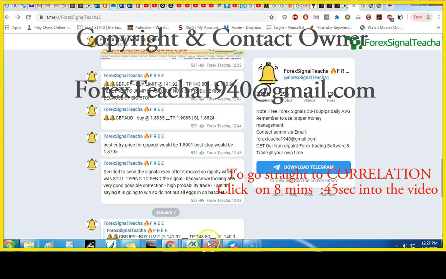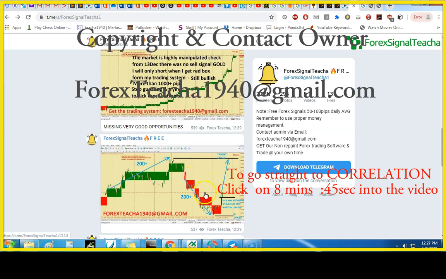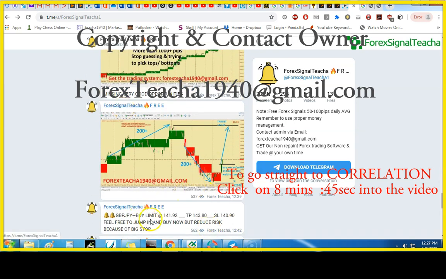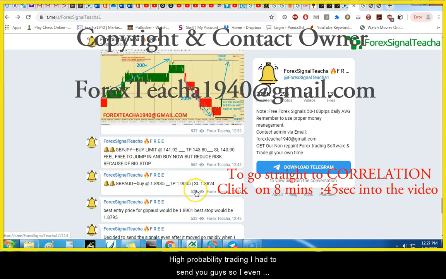What happened is that when I was trying to type the trade for you guys, to put the take profit, the stop loss and the buy price, the price moved within 5 minutes or so. It had already gone about 20 pips, and me knowing that this is a very good, high probability trade, I had to send it, guys. So I even told you that this is a very good trade.